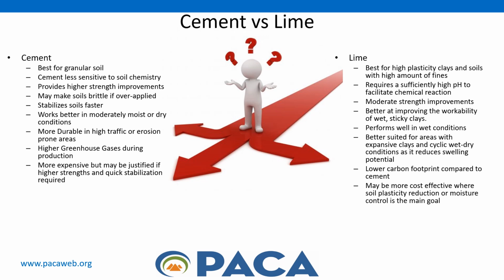Lime may be more cost effective for projects where soil plasticity reduction or moisture control is the main goal. Although cement can be more expensive, it may be justified for projects requiring higher strength and quicker stabilization. Laboratory testing, such as the Atterberg limits, Proctor testing, and unconfined compressive strength tests in conjunction with small-scale field trials are often necessary to determine the most effective stabilizer for a specific soil and product.